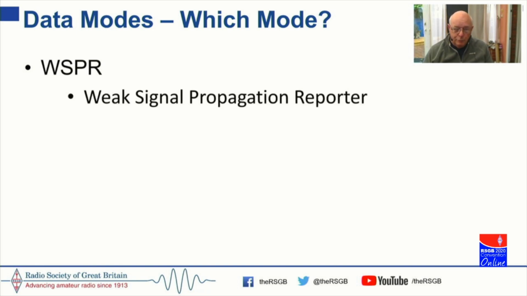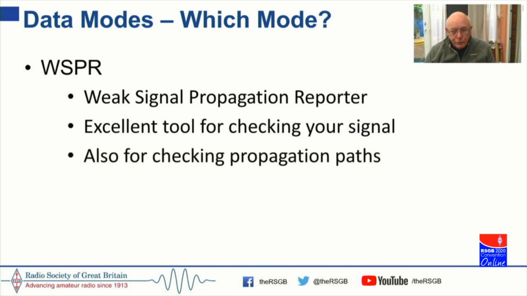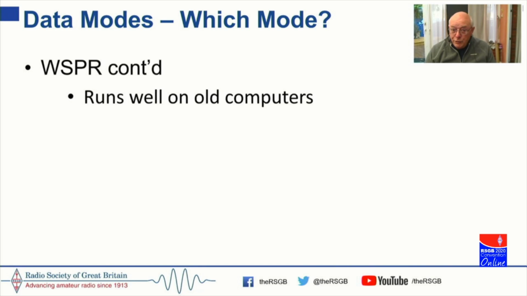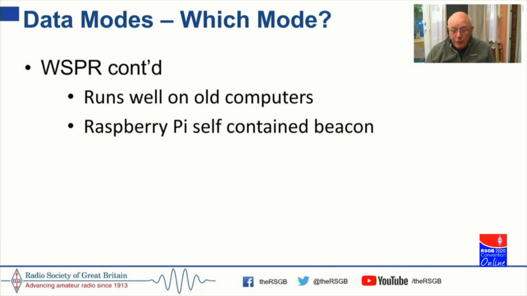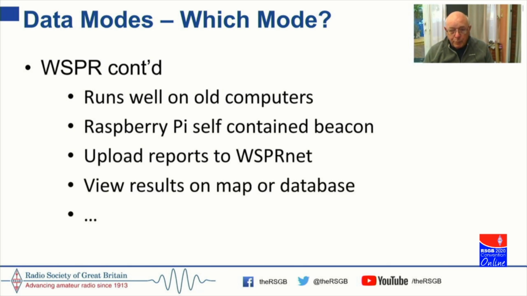Now, WSPR, you've probably all heard about the Weak Signal Propagation Reporter, and it's an excellent tool for checking your signal. Also for checking propagation paths to see what's opening up. It uses a 6 Hz bandwidth and a 2-minute transmit receive period. It runs well on old computers, and the Raspberry Pi can be set up as a self-contained beacon, so it will transmit signals all on its own. You can upload reports to WSPRnet and view the results on a map or database.